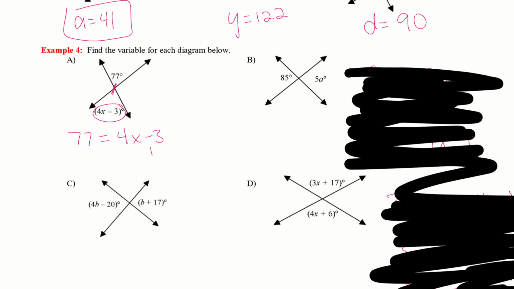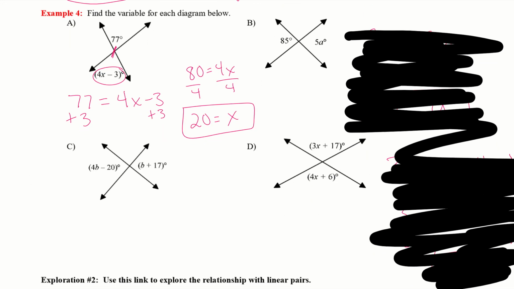So I'm going to go ahead and add 3 to both sides. So now I have 80 equals 4x, divide by 4, 20 equals x. And there you have it. They still equal even though we have to do a little extra work. Same with C. They both have statements on both sides. That still doesn't change the fact that they are equal to one another.